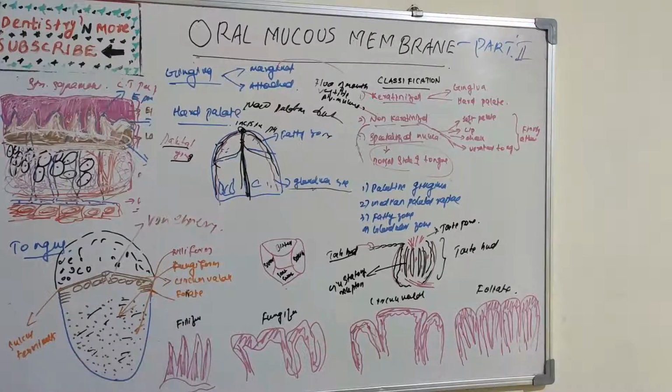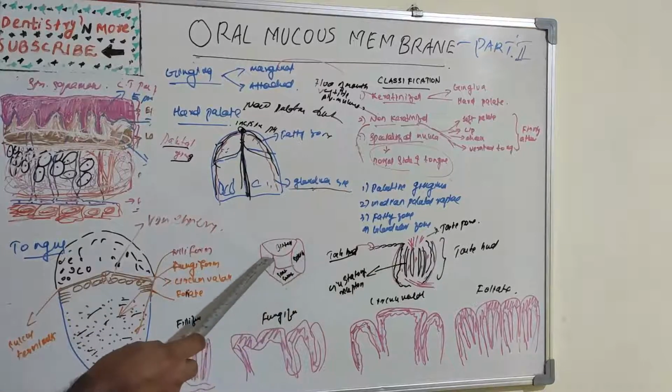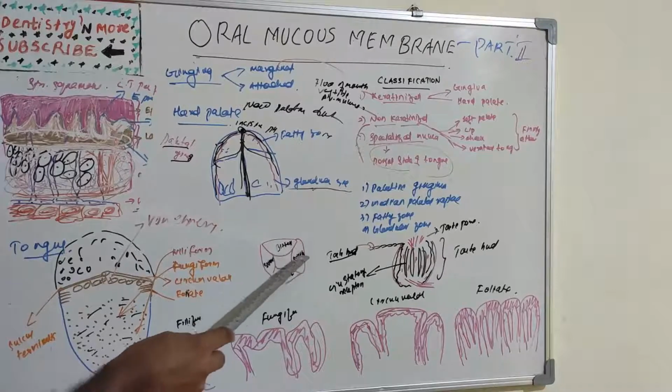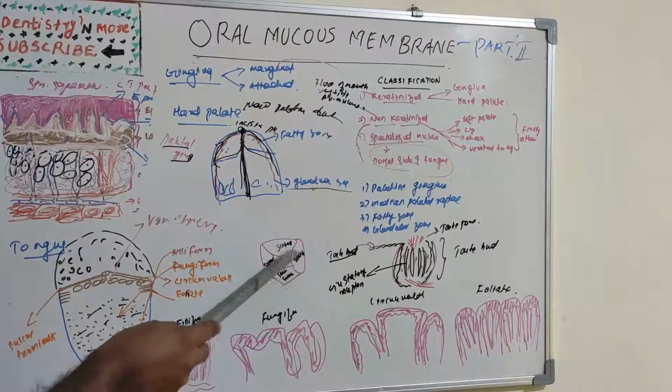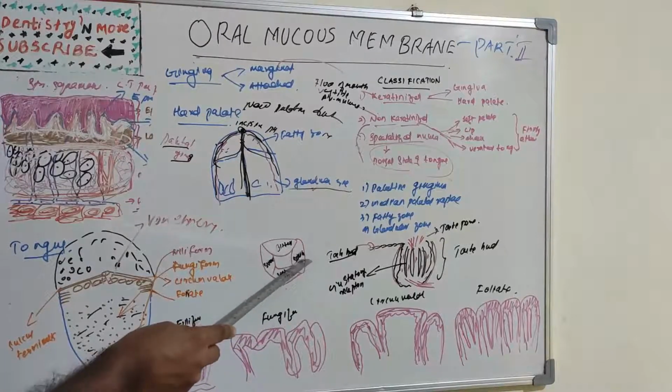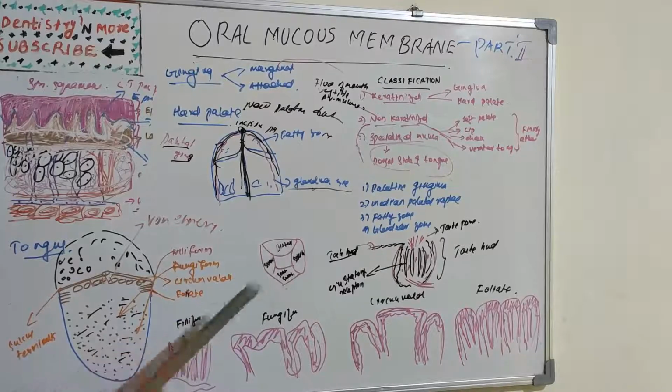Filiform has no role. And foliate papillae, this is the foliate papillae on the lateral side. Foliate papillae, sour, so bitter and sour on the lateral side of the tongue, and sweet and salt on the anterior part. Okay, this is by circumvallate papillae, this is by foliate papillae, this is by fungiform papillae. Filiform papillae has no taste buds.